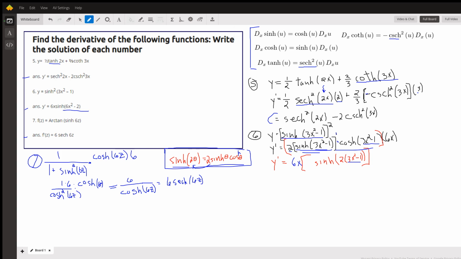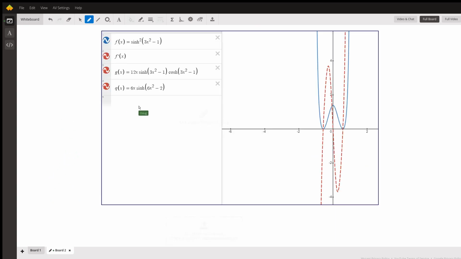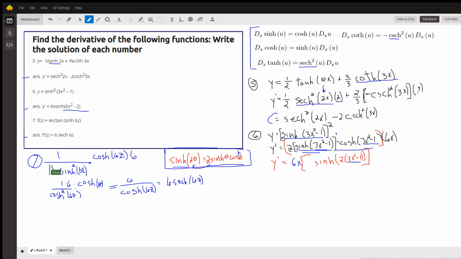Okay, and let's see. I wanted to paste something on the second board here, which I forgot to do. And copy, so bear with me. Go to board 2. And we'll come back to that in a minute.